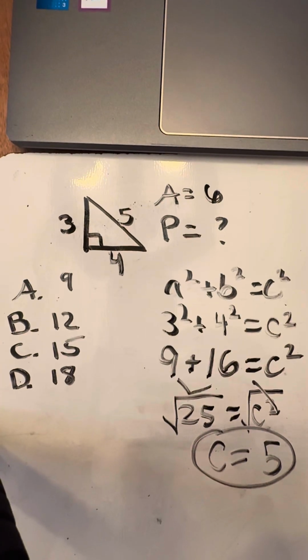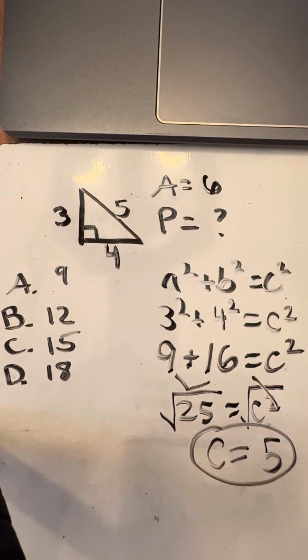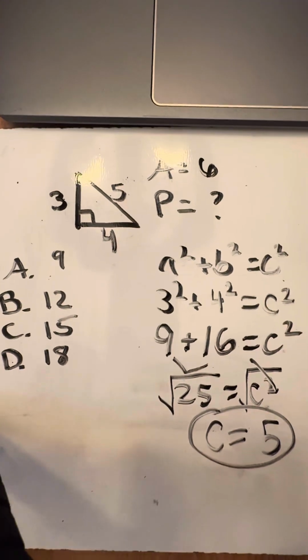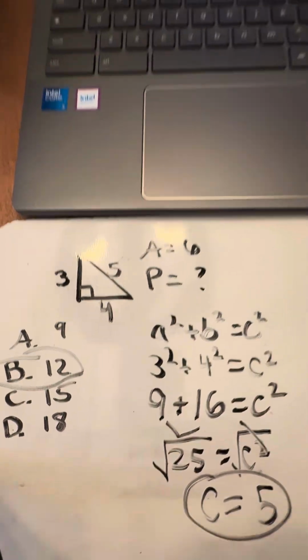And then when you add all those together, the perimeter will be 3 plus 4 plus 5. And so when you do that, you get 12, which means your answer is B. So that is that question. So B would be your answer for that one.